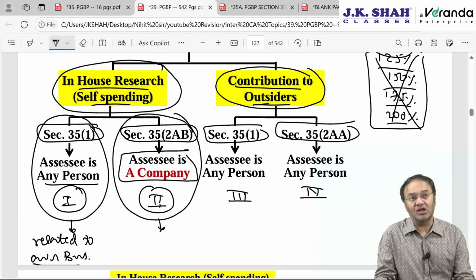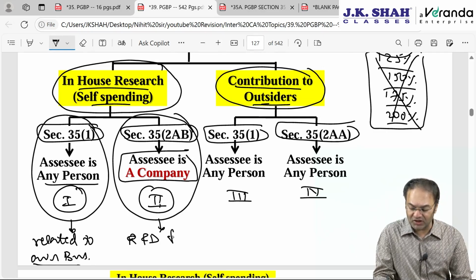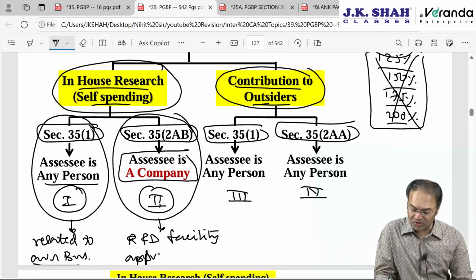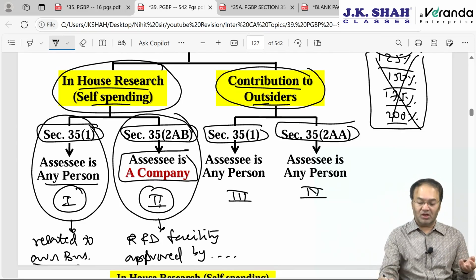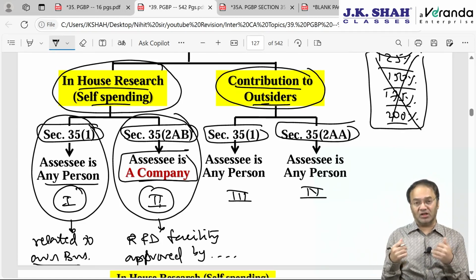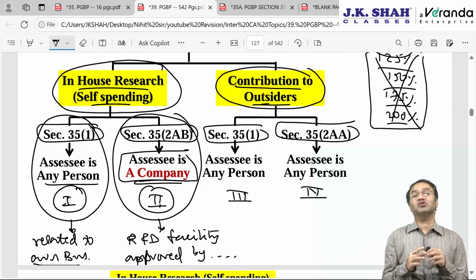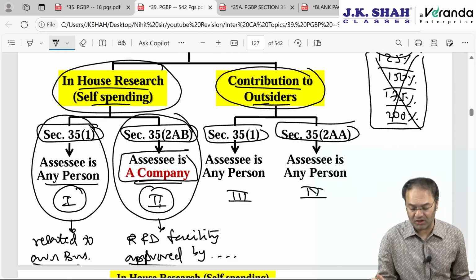Whereas if it is a company, here the company can spend for non-related business also, other than its own business. But here the R&D facility should be approved by the prescribed income tax authority, a higher authority. Not authorized, I would say approved by the income tax authority. So here the assessee, being a company, can spend for other than its own business also. So here Toyota can spend money and claim deduction even if it spends on R&D pertaining to aircraft manufacturing, provided the R&D facility was approved by the department.